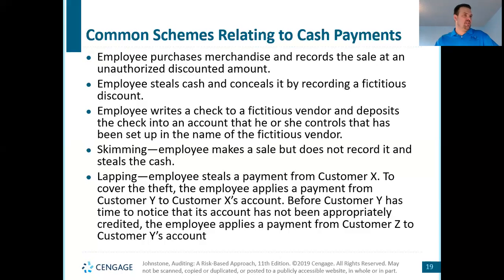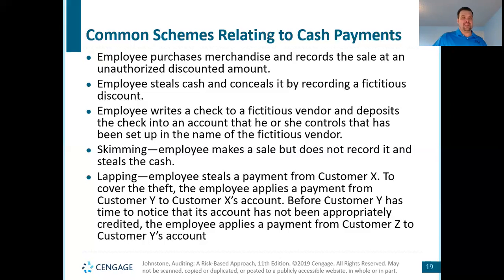Employee writes a check to a fictitious vendor and deposits the check into an account that he or she controls that has been set up in the name of a fictitious vendor. So this one takes quite a bit of work to do, but is actually fairly common in larger organizations if there's not a good vetting process of the vendor, seeing who the vendor is, what are they receiving. This one's most often caught on the back end: if you're a fictitious vendor, what are you providing? So when that invoice comes in, what is the company getting from them? If I don't have any inventory for it or I never see it, then that's again another red flag.